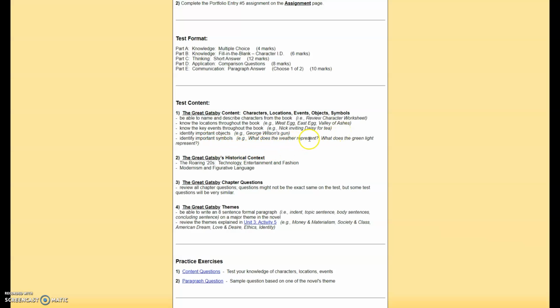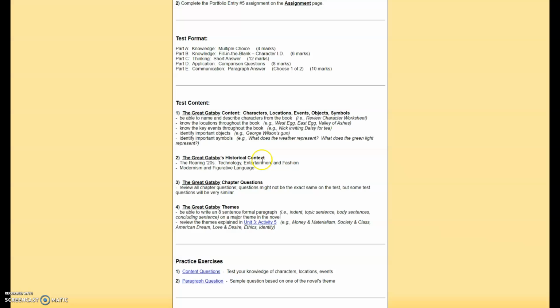And symbols, we did a whole activity on symbols, so I would expect you to have an understanding of what the weather represents and how the weather changes in the book. I would expect you to know certainly that green light. I'm not going to go back and go over all of the colors on the test. You've already done an assignment for me on that, so don't worry about memorizing all these different objects that are different colors. But I would expect you to have a general idea of how symbolism works in the novel.